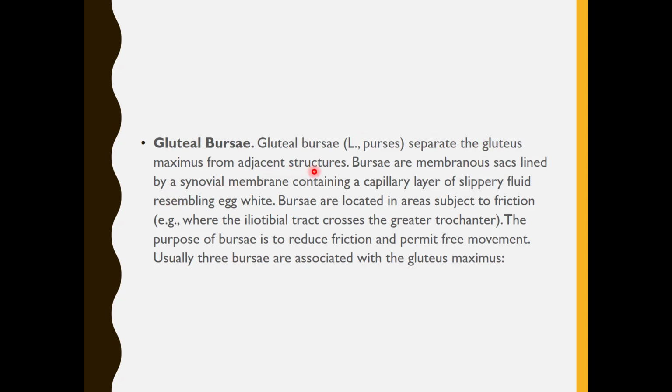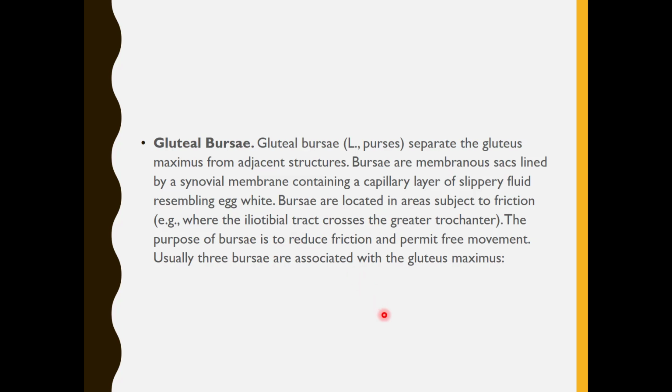What is a bursa? Bursae are membranous sacs lined by a synovial membrane, containing a capillary layer of slippery fluid resembling egg white. Bursae are located in areas which are subjected to friction, for example, where the iliotibial tract crosses the greater trochanter. The purpose of the bursa is to reduce friction and to permit free movement.